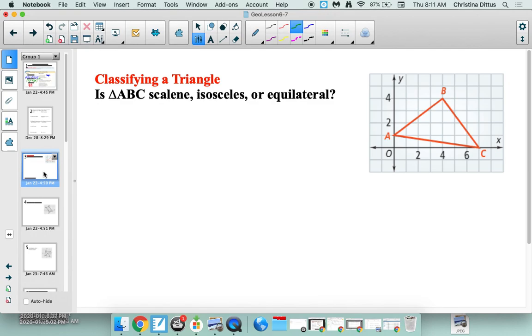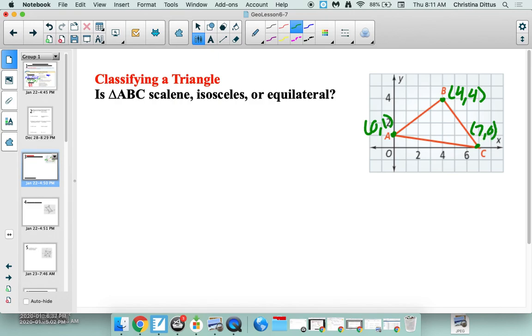Okay? So if I'm trying to find out if sides are the same, should I use my distance formula, my midpoint, or my slope? Distance. Distance, that's going to tell me length. Okay? First thing, let's find the points of these. A is at 0, 1. B is 4, 4. C is 7, 0.